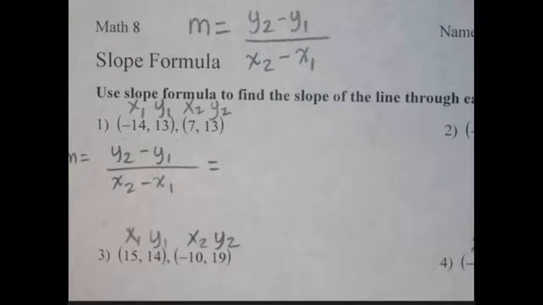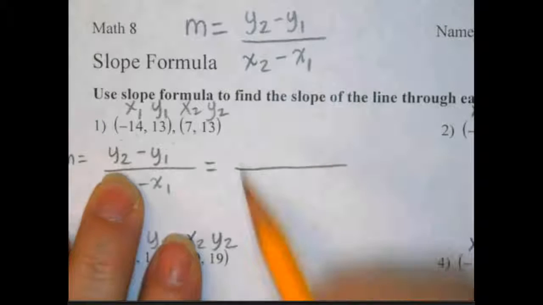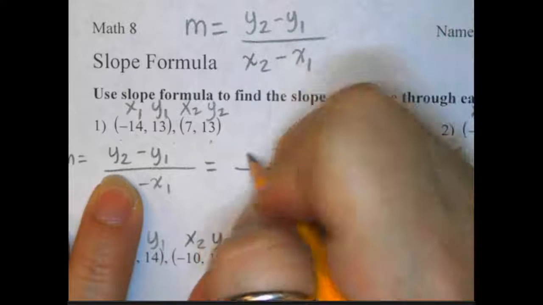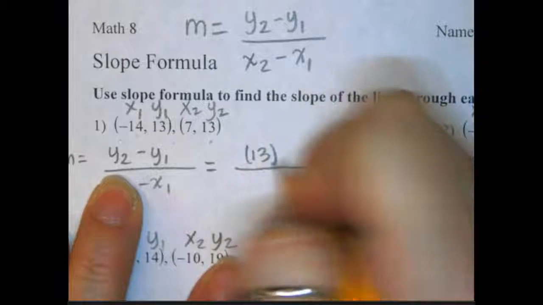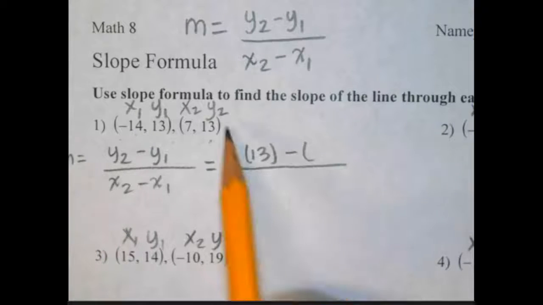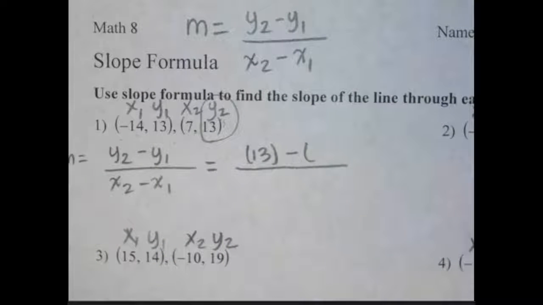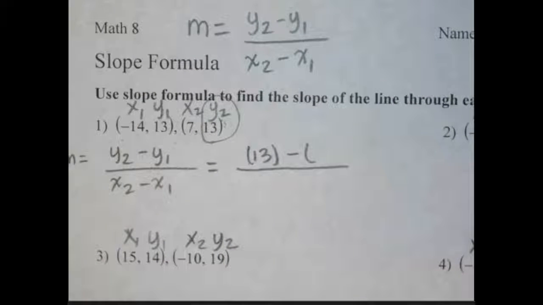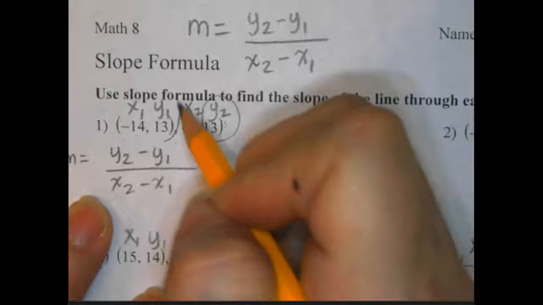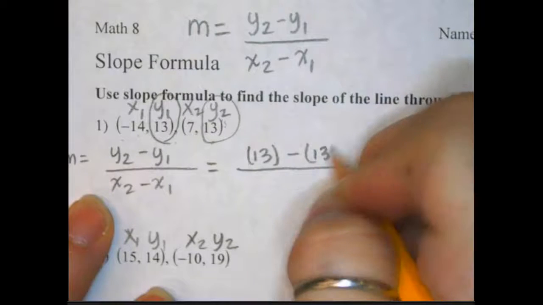And then we're going to go ahead and draw another fraction bar, and we're going to substitute. Instead of y2, what am I going to write? I'm going to write 13. I'm going to go ahead and write it in parentheses, because my y2 is 13. That's why I labeled them. So what's my y1 going to be? y1 is what? Also 13. So in parentheses, I'm going to write 13.